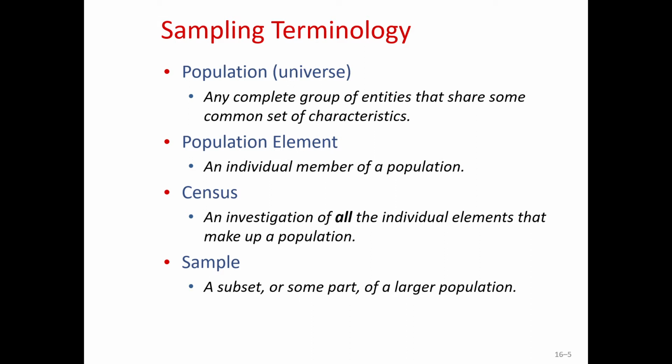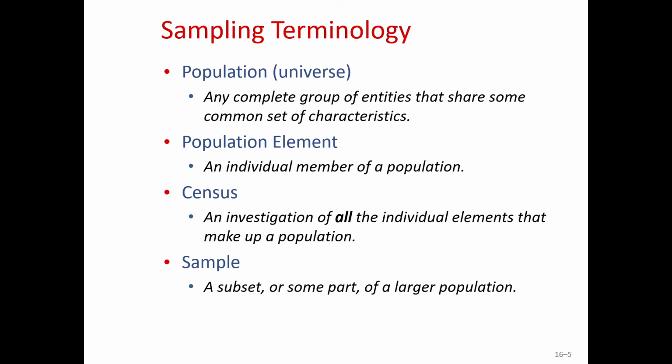Now, a little bit about terminology in sampling. A population, or the universe, is any complete group, for example, of people, sales territories, stores, or college students, that share a common set of characteristics. The term population element refers to an individual member of the population. Researchers could study every element of a population to draw some conclusion. A census is an investigation of all the individual elements that make up the population, a total enumeration of every element of interest.